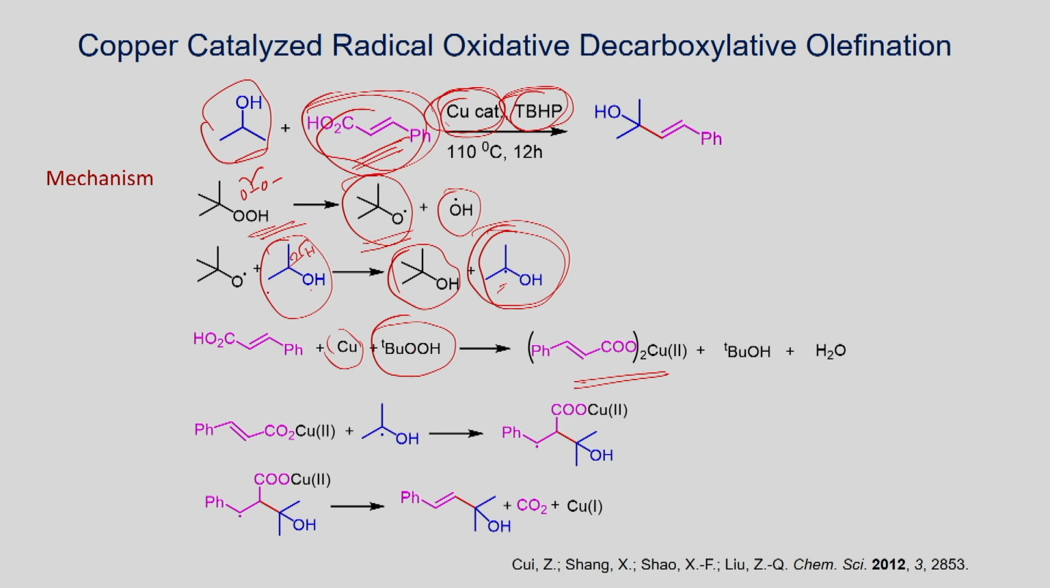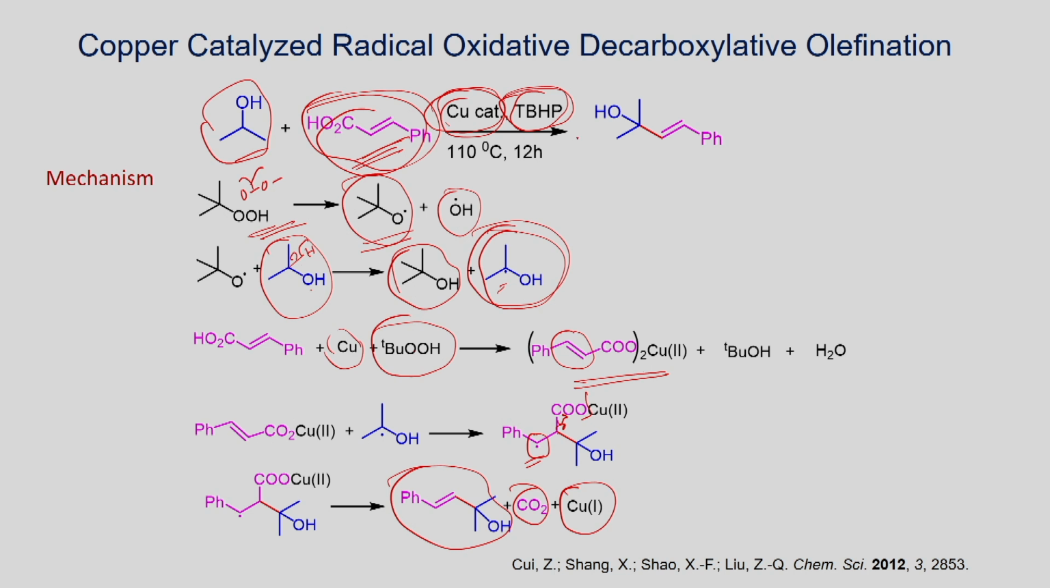can undergo addition reaction with this double bond as shown here. It can undergo addition reaction as we have seen in the earlier example. You form a benzyl radical. Once you form the benzyl radical, this carbon carbon bond can undergo homolytic cleavage to give the alkene, where you generate carbon dioxide as a byproduct. The copper 2 is reduced to copper 1.